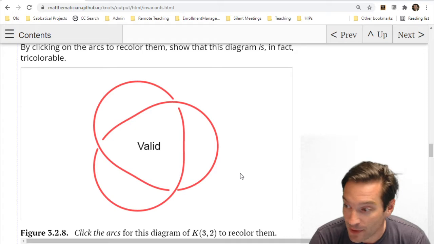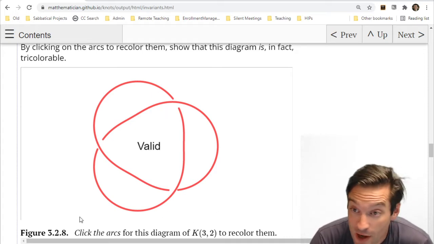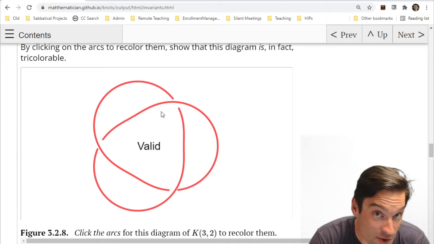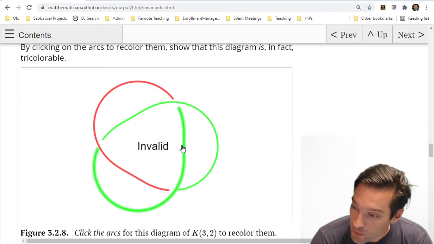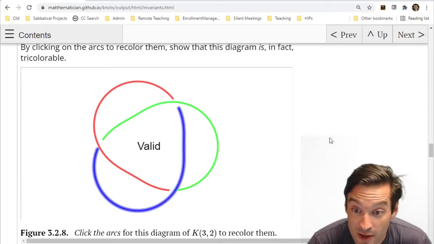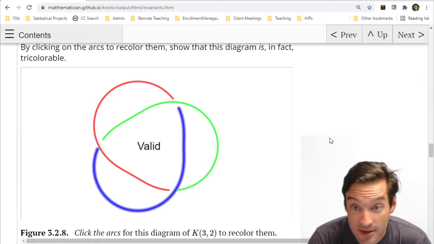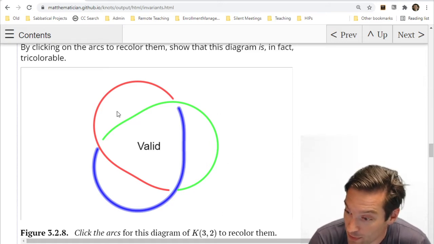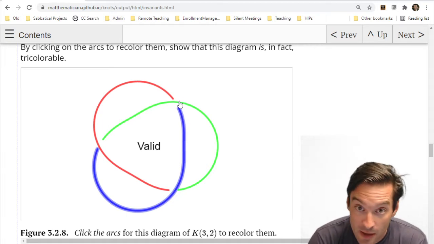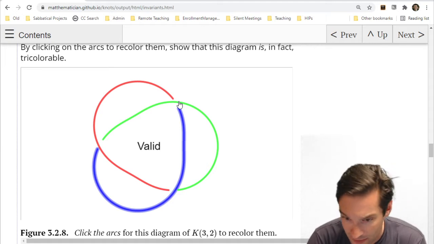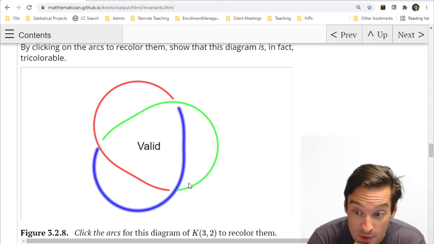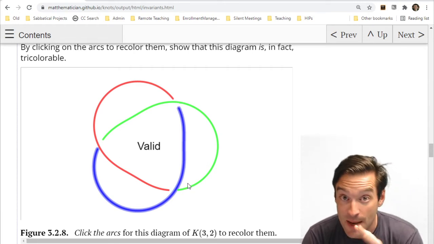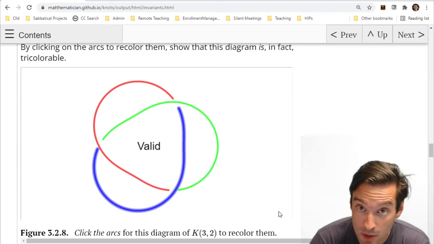So the trefoil, for example, has a trivial three coloring where we just color everything with the same color, but that's not interesting because we can do that with any knot. What is interesting is the question of whether we can color the knot with all three different colors and still get a valid coloration. In the case of the trefoil, the answer is yes. For example, this coloration meets my criteria that at every one of the three crossings, the colors are either all the same, which doesn't happen in any of my crossings, or they're all three different colors. And that is what happens at all three of my crossings on this diagram. So the trefoil is an example of a three-colorable, or tricolorable, knot.